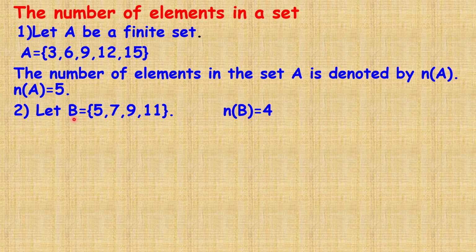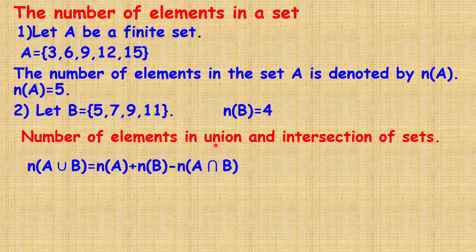Let B be the set having the elements 5, 7, 9, 11. Therefore, the number of elements in set B are 1, 2, 3, 4. Therefore, the number of elements in set B is equal to 4.